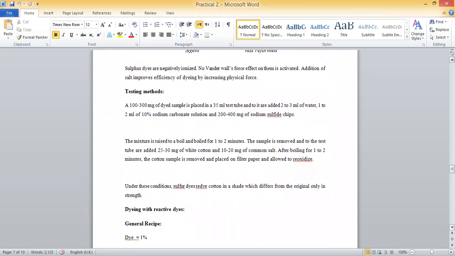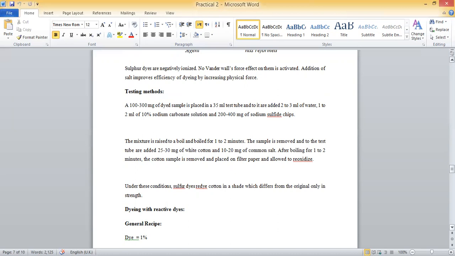Talking about some of the testing methods for sulfur dyes. So a 100 to 300 milligram dyed sample is placed in a 35 ml test tube, and to it are added 2 to 3 ml of water, 1 to 2 ml of 10% sodium carbonate solution, and 200 to 400 milligram of sodium sulfide chips. The mixture is raised to a boil and boiled for 1 to 2 minutes.